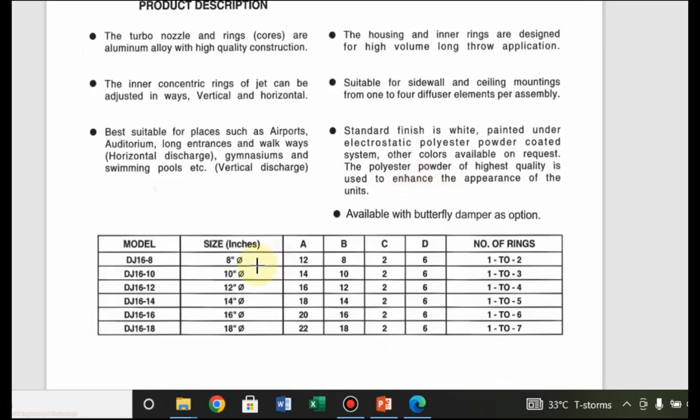You can see from this table, for neck size 8 inch, the face size is 12 inch. For neck size 10 inch, the face size is 14. Similarly in the end, for the neck size 18 inch, the face size is 22 inch. And the length for all is 6 inch.